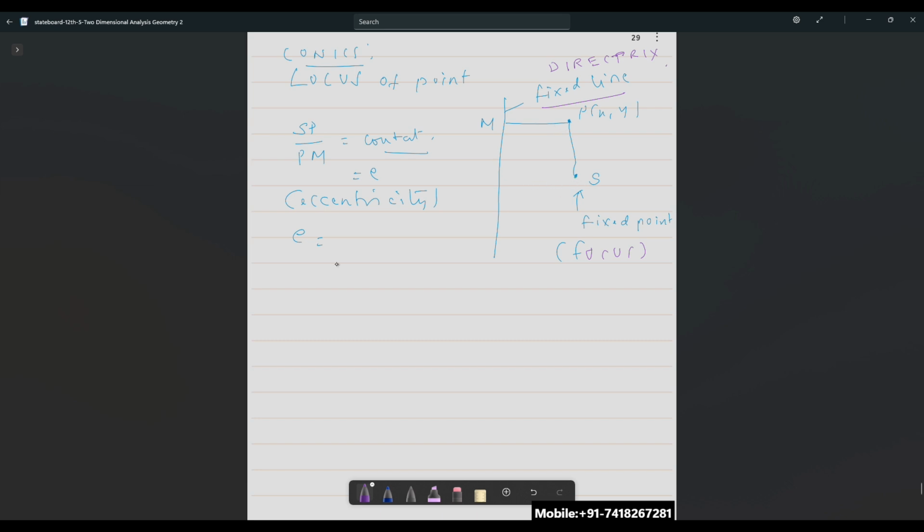Okay. So if E equals 1, then it becomes a parabola. If E is less than 1, this becomes an ellipse. If E is greater than 1, this becomes a hyperbola.